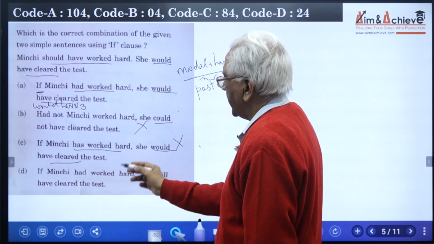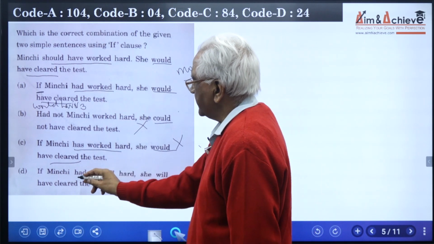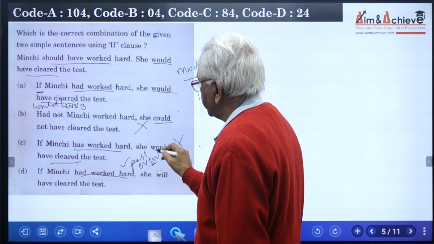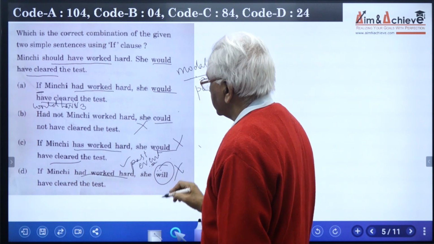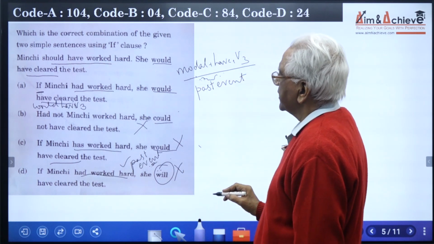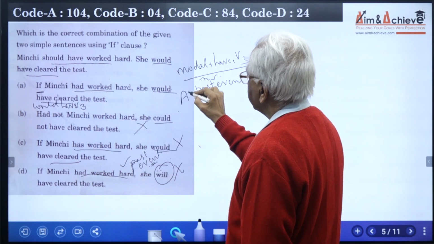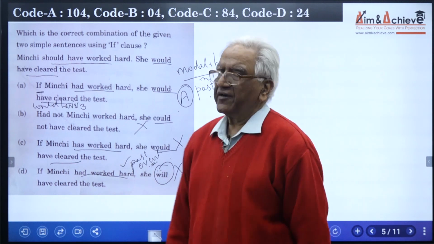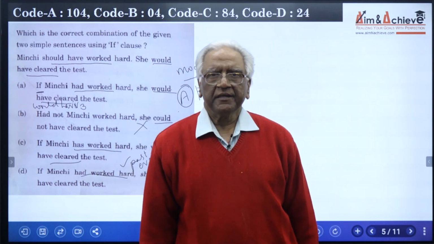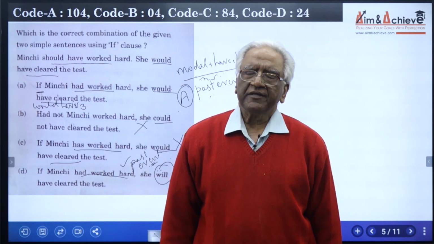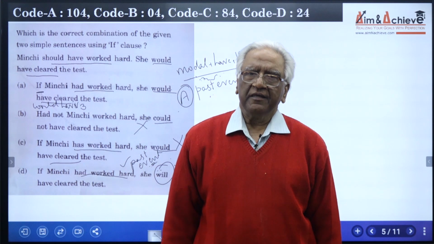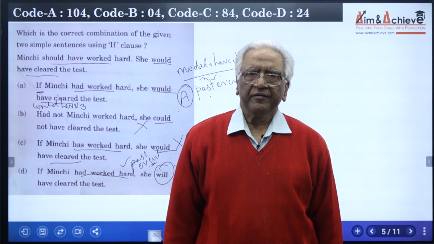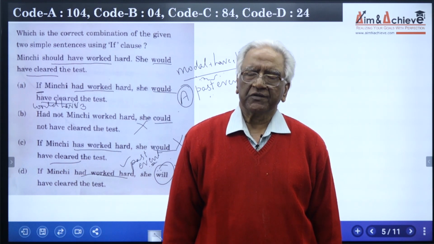Option D, if Minchi had worked hard, she will. Had worked hard is right. You are talking about past. But here we use will. Will is wrong. That means option D is also incorrect. That means option A is the right answer. If Minchi had worked hard, she would have cleared the test. Remember the fundamental rule, conditional sentences, if you are talking about past event which is applicable or whose result are still relevant, we use if plus past perfect followed by would have plus V3 form in the main clause.